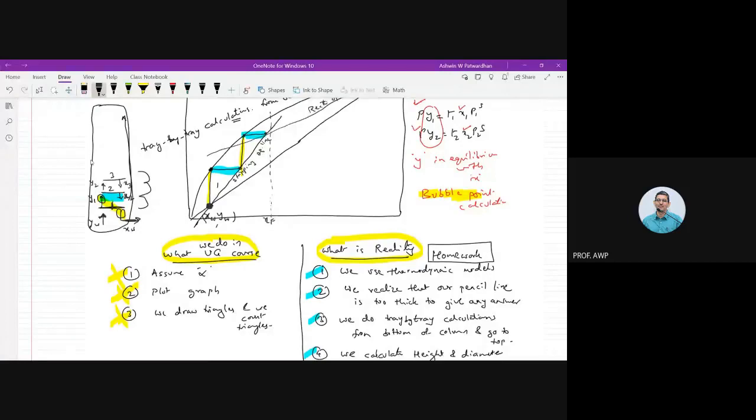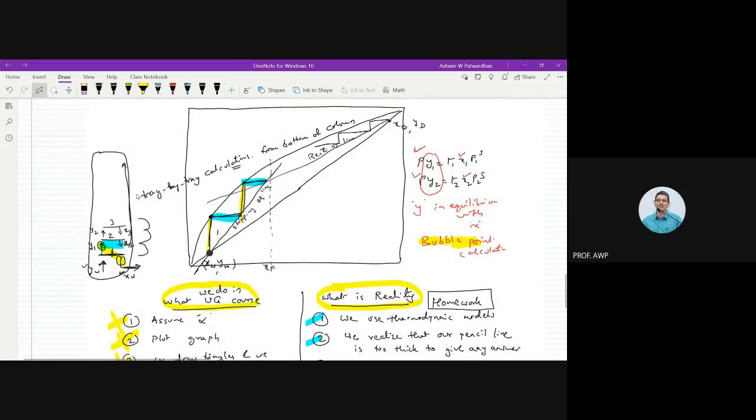Now we know YW and we know XW. We are assuming it's a total reboiler, or even if I don't assume that, I know the value of YW because the reboiler behaves as one theoretical stage corresponding to XW. Yes, no? Yes, sir. Now what are we doing? We are coming down like this, starting from here. Operating line, equilibrium, operating line, equilibrium, and so on. This is how we have been doing it in our undergraduate course.